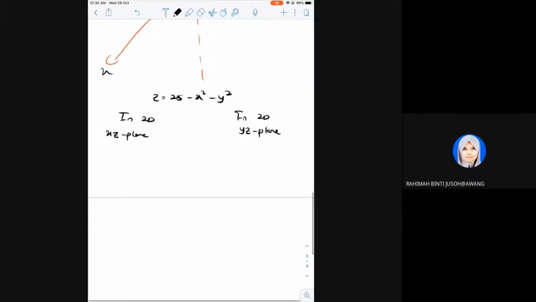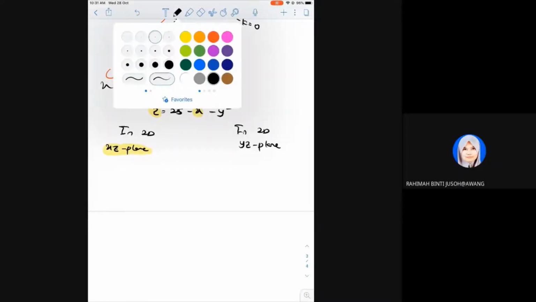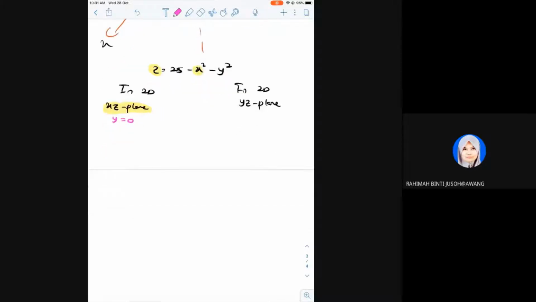So kita ambil pasangan dia Z dengan X and then Z dengan Y. So kita fokus pada X dengan Z plane dulu. XZ plane means Y equals to 0. So when Y equals to 0, the equation becomes Z equals to 25 minus X squared, isn't it? Pada XZ plane, Y equals to 0. So kita assume Z equals to 25 minus X squared. Okay, get it? Understand?